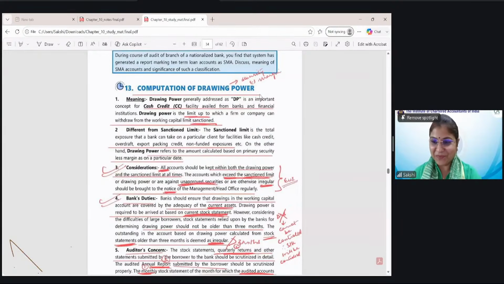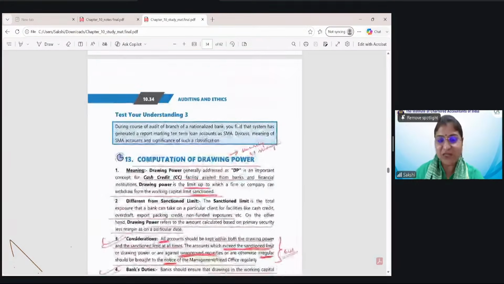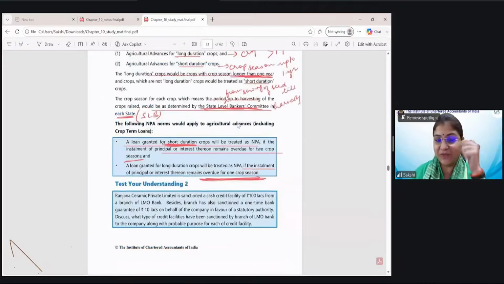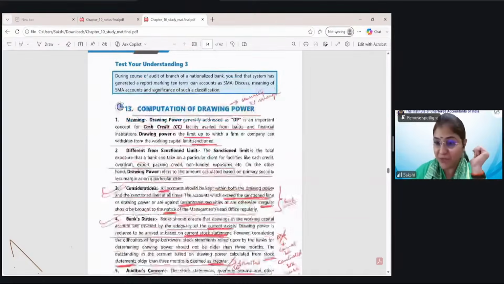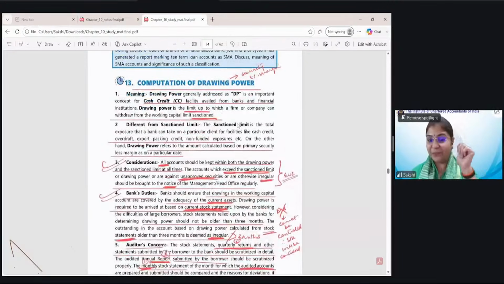Okay, so we will now start with the fresh topic. It is not actually fresh, it is in continuation to what we had done in the previous class. That was computation of your drawing power. Okay, so let's quickly go through what is mentioned there.